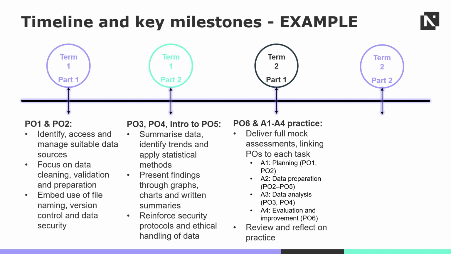Also, you can teach performance outcome 6, which is to review and refine own practice, through structured evaluation tasks by asking students to reflect on their efficiency, accuracy and improvement opportunities in their approaches.